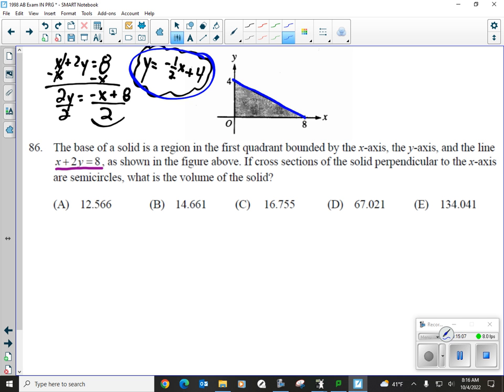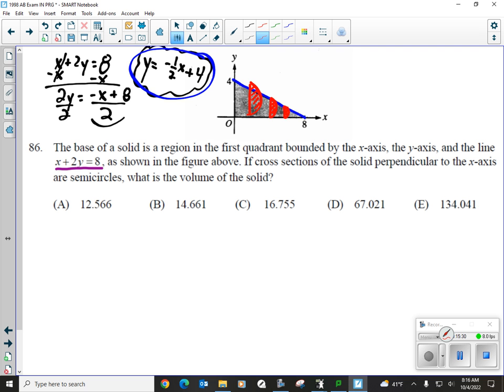If the cross-sections of the solid perpendicular to the x-axis are semicircles, semicircle, semicircle, they're solids. Solids are semicircles. What is the volume of the solid?